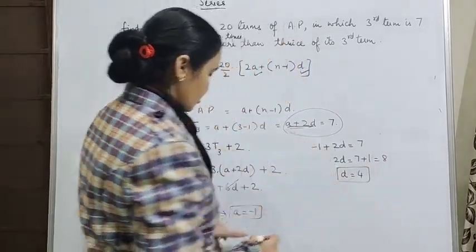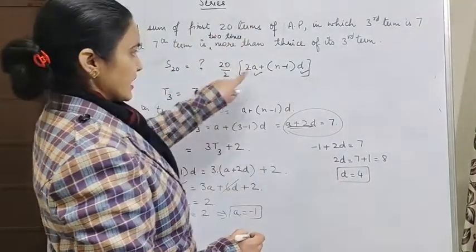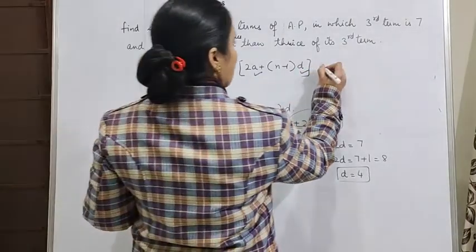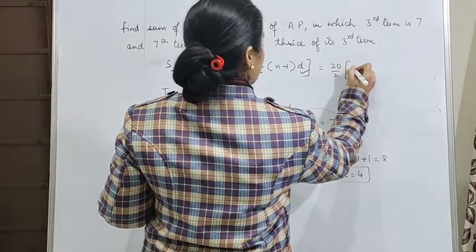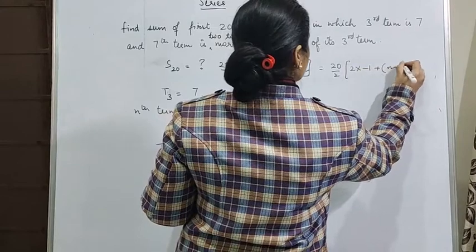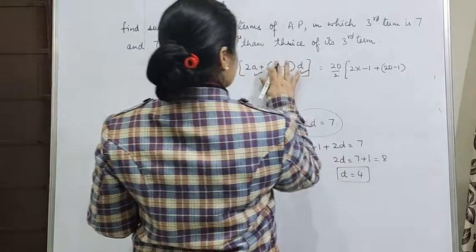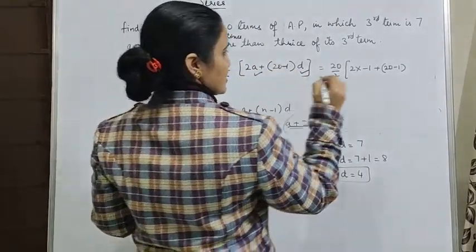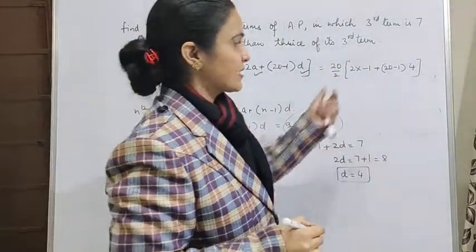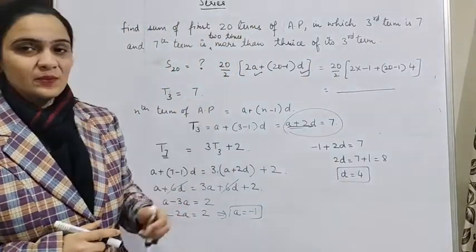So we have value of a as minus 1, value of d as 4. Now put here value of a and d to find sum of first 20 terms. So we have 20 by 2, 2 times a is minus 1, plus n minus 1 times d, n is 20 here. 20 minus 1 times 4. So calculate this, you will get the value of sum of first 20 terms of an AP.